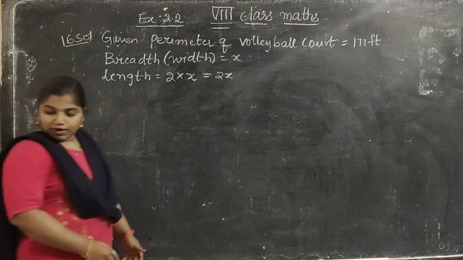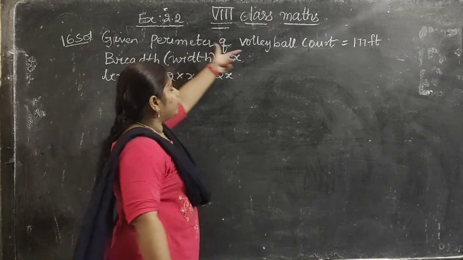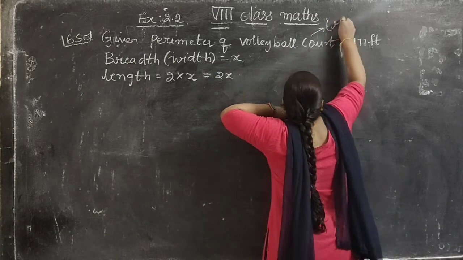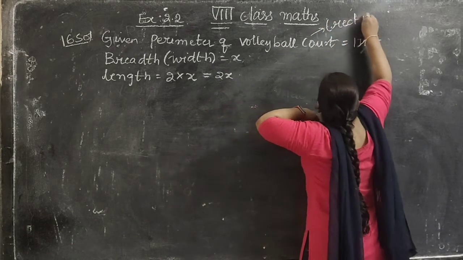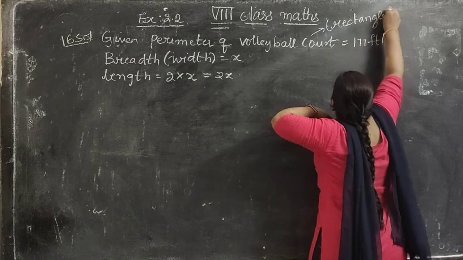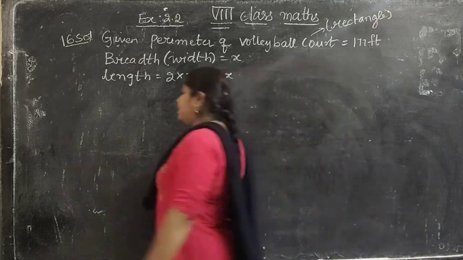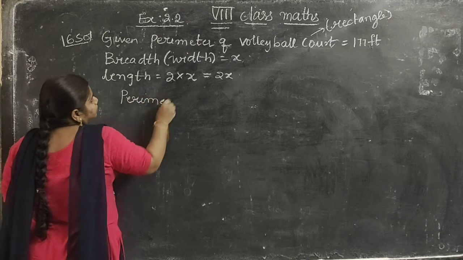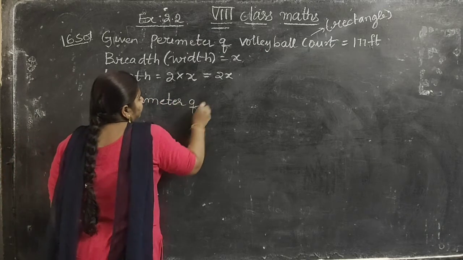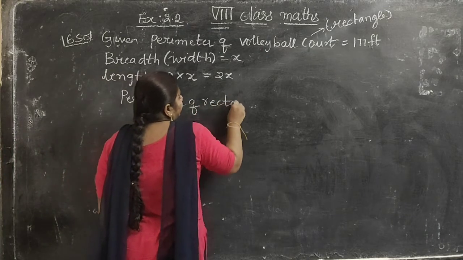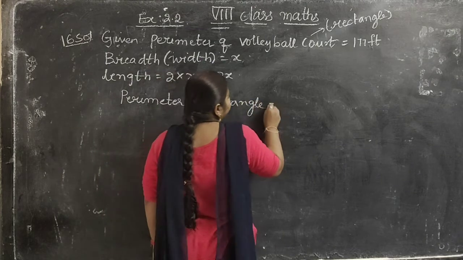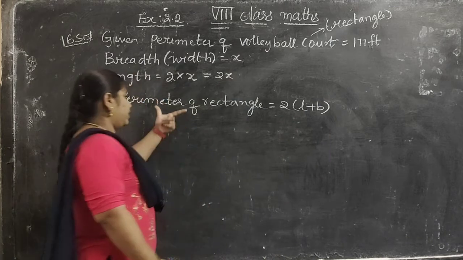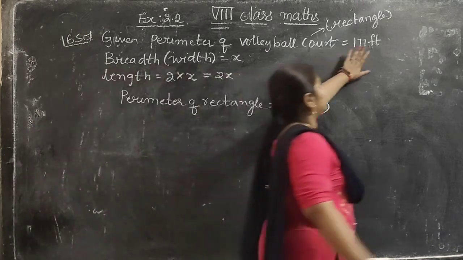So what is the length value here? Already we know the perimeter of a volleyball court, and the volleyball court is in the form of a rectangle. So what is the perimeter of a rectangle formula? The perimeter of a rectangle formula is 2 into (L plus B). So here, perimeter of a rectangle is equal to 2(L + B). They have given the perimeter value as 177 feet.